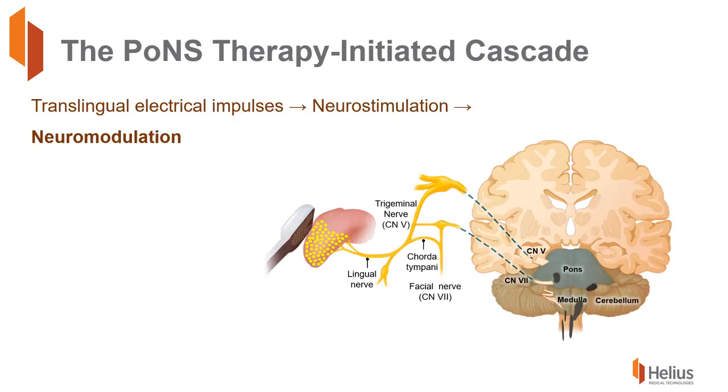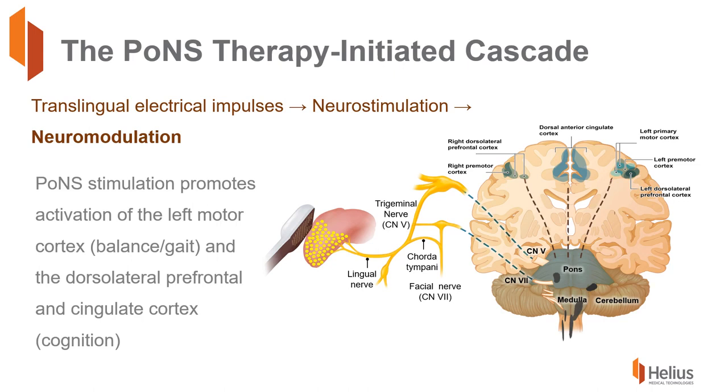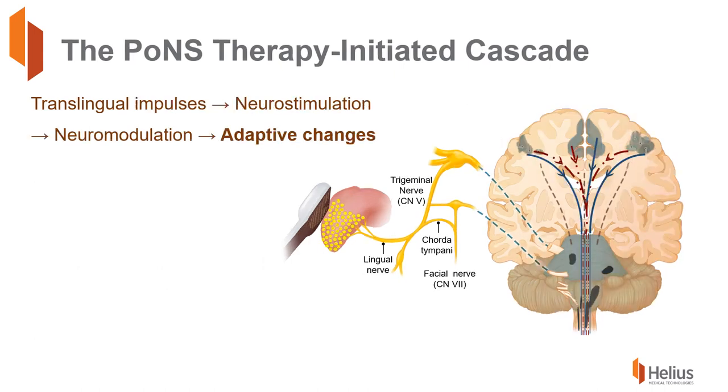PoNS-induced neuromodulation is mediated by the neural activity of specific brainstem areas that send signals to the cerebral cortex. The consistent neurostimulation of selected brainstem and cerebellar targets promotes the activation of the left motor cortex as well as the activation of the dorsolateral prefrontal and cingulate cortices in both sides of the brain. Activation of these compensatory pathways may contribute to regulate gait and cognitive mechanisms for movement and balance control.